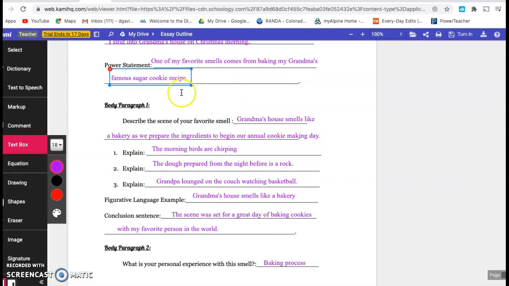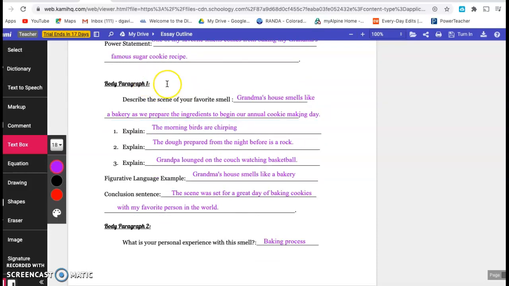Okay, now I'm done with my introduction paragraph. I have planned it out. I am moving on to body paragraph 1. Remember, we are writing a 5-paragraph essay. In this first one, it gives you a statement of what to describe in your first body paragraph. In this paragraph, I just want to describe the scene of my favorite smell. I want to take my reader and put them into my scene of your personal experience and what you will be writing about. Here's my example.